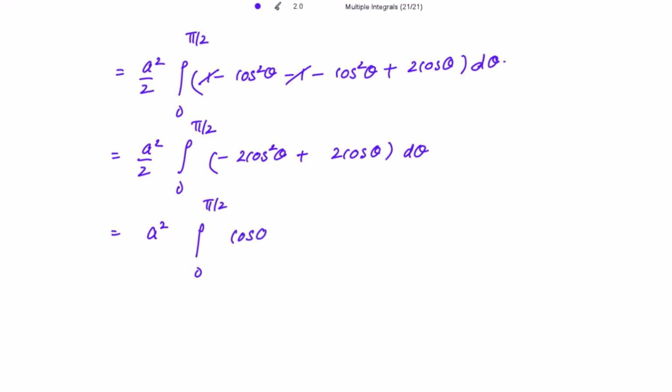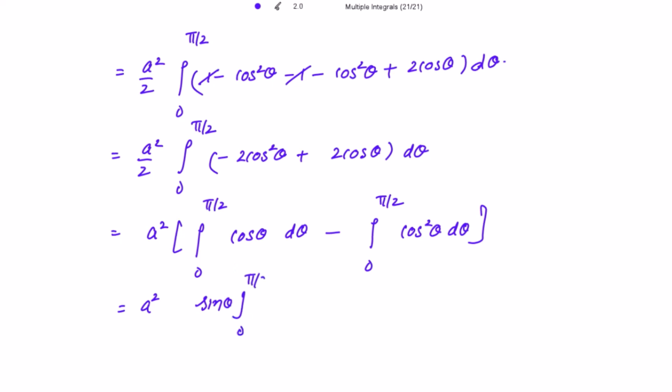Solving this integral first, and then from 0 to pi by 2, solving the other one, cos square theta d theta. So the integration of cos theta is sine theta, and putting the values, okay, in the next step.